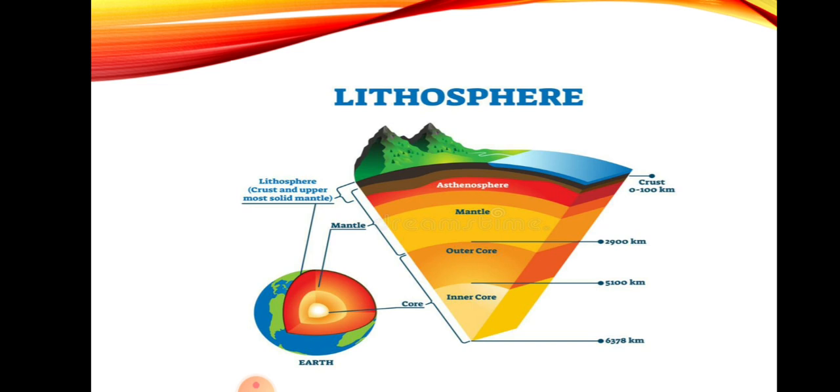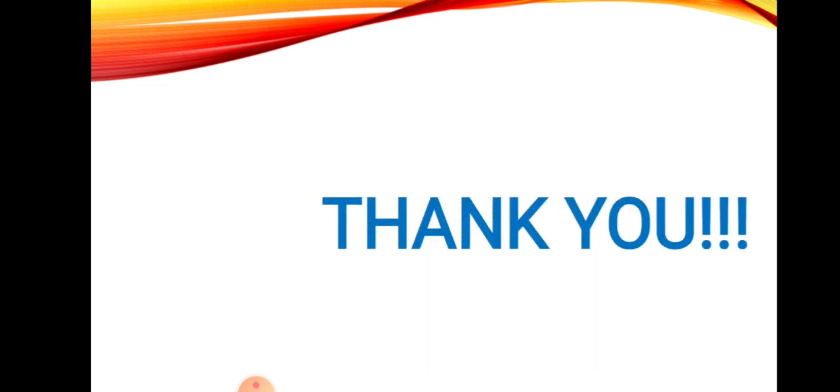Then we come to the structure of the lithosphere. How the lithosphere layers are present. First, the lithosphere crust is spread over 0 to 100 kilometers. Then the asthenosphere, mantle, outer core and inner core are the different regions. The mantle extends up to 2900 kilometers, then the outer core extends up to 5100 kilometers, and the last, the inner core, extends up to 6378 kilometers.